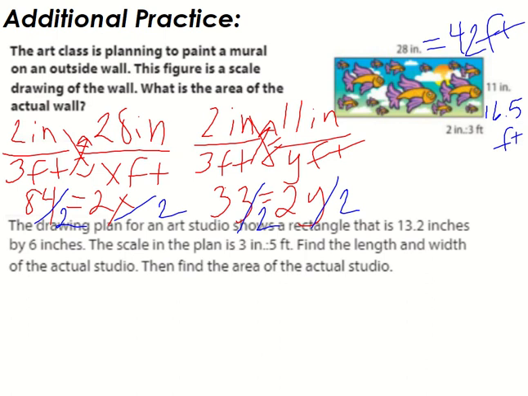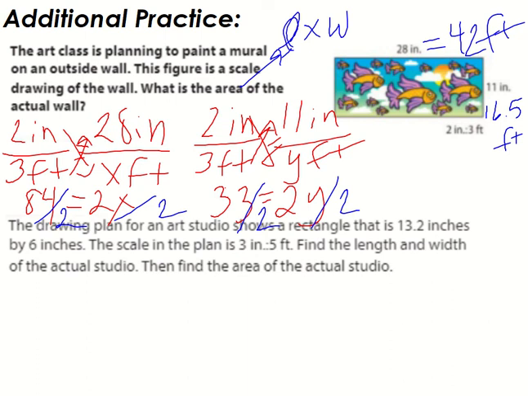Now, that's not the only thing that question asked, right? Like the last question, it said, what are the actual, or what are the lengths? Now it's asking us for the area, okay? Area is length times width, right? That's my cursive L, length times width.